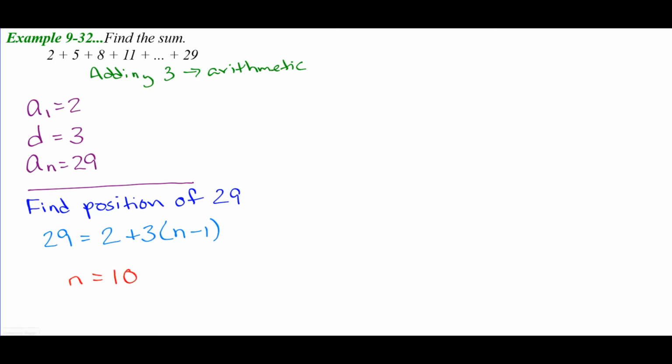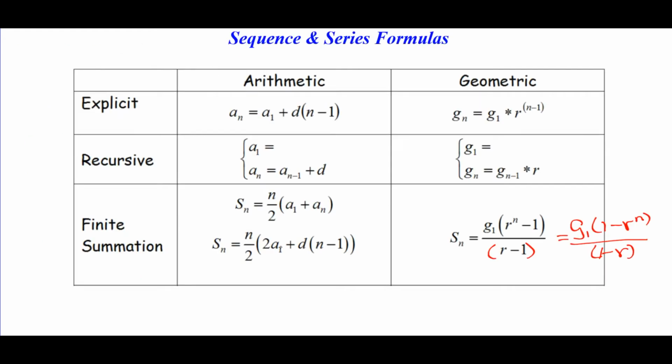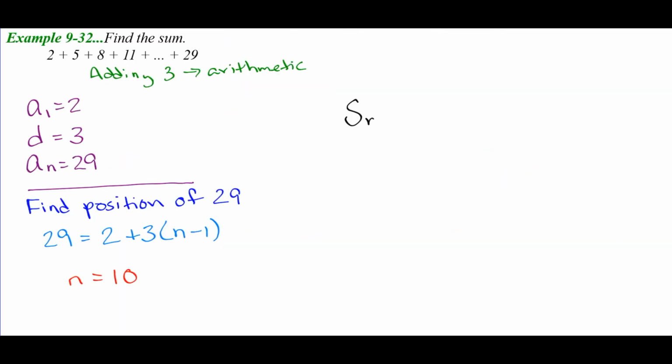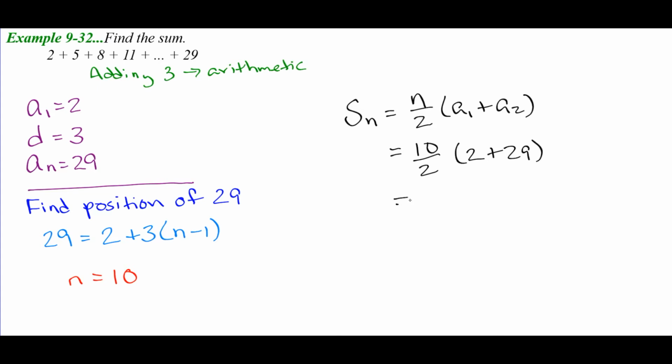So now I can come back here and I can use either one of these two finite summation formulas because I know that it's arithmetic. I'm going to use this first one because it looks a little bit easier. So my finite summation formula is n over 2 times first term plus last term. And now I have all of those pieces of information. So 10 over 2 times first term, which was 2, plus our last term, which was 29. And that's going to give us 155.